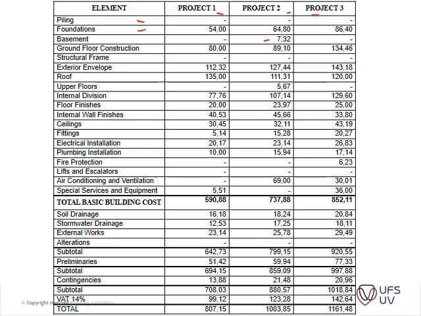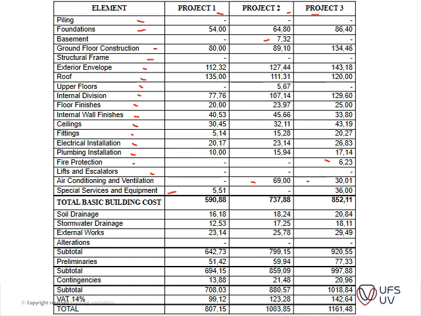One had a basement. You can see you had a ground floor structural frame. There was no structural frame. You had an exterior envelope, roof, upper floors, internal divisions, floor finishes, internal walls, ceilings, fittings, electrical work, plumbing. And then fire protection. One had some fire protection. Lifts, no lifts were installed. 2 of the projects had air conditioning and ventilation installed, and then specialist equipment and services additional to the project. This might be like access control or anything like that, like biometrics, etc.